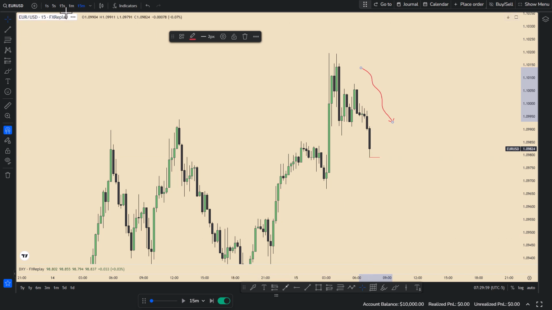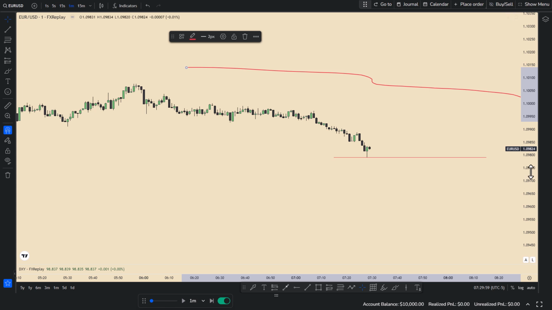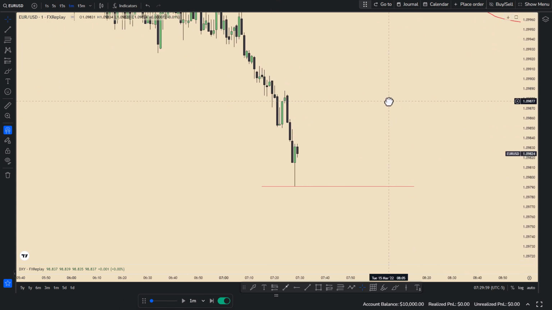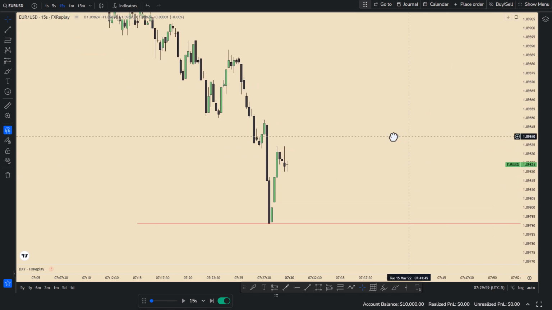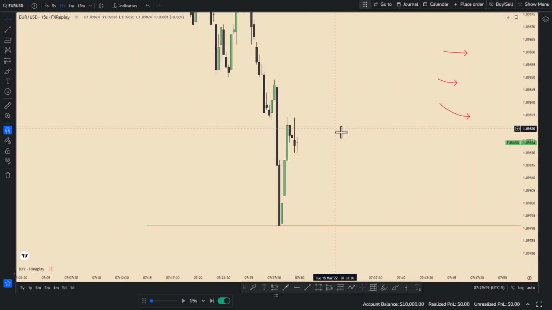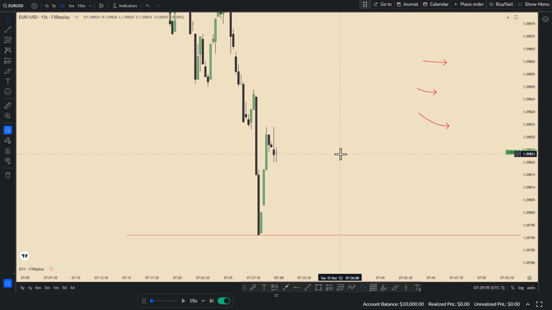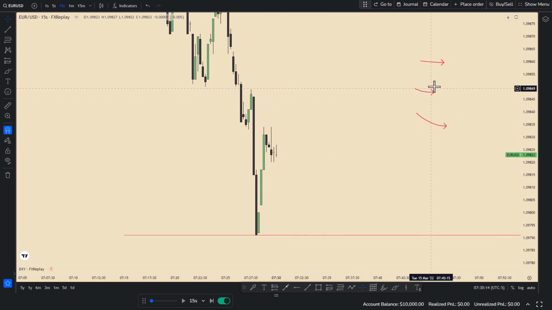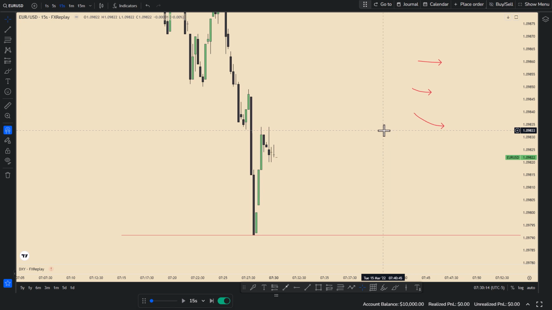So what I want to do is I go to the 1, right? I go maybe to the 15-second, and I want to look for those confirmations of mine to happen. So I want to see a sweep now, right? Let's see if we have a sweep. That's the first trigger in order for me to go and look for the second and the third, right?